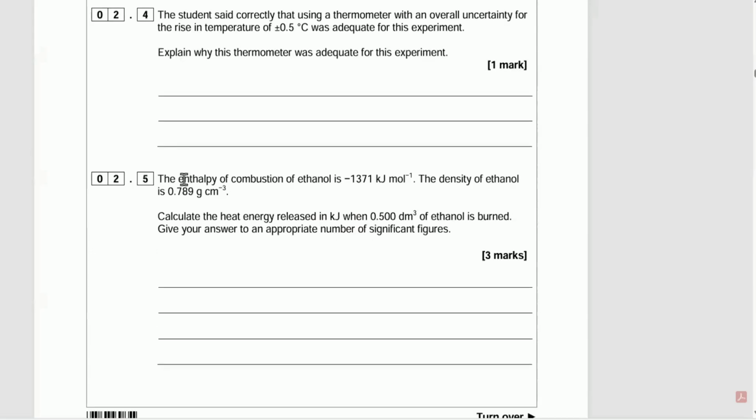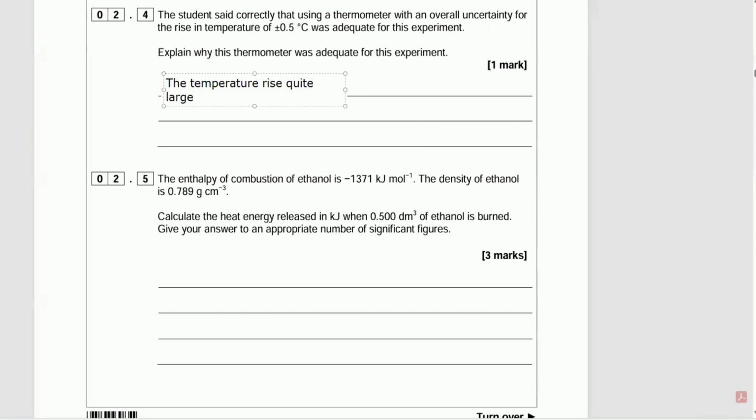Right, 2.4. The student said correctly that using a thermometer with an overall uncertainty for the rise in temperature of plus or minus 0.5 was adequate for this experiment. Explain why a thermometer was adequate for this experiment. Well, the reason is we got a large temperature rise. The temperature rise was quite large. So we had a 38-degree temperature rise.